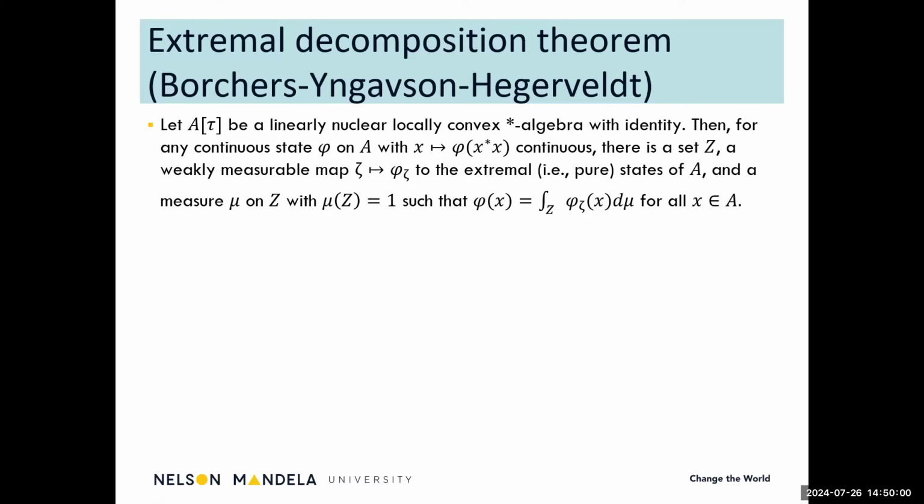So you have an abundance of pure states from which then you can manufacture all the continuous states, for which that map x goes to phi of x star x is continuous. So you can then manufacture all of them. That especially works if it's linearly nuclear. That means nuclear as a locally convex space. It need not be a nuclear GB-star algebra, but nuclear as a locally convex space.